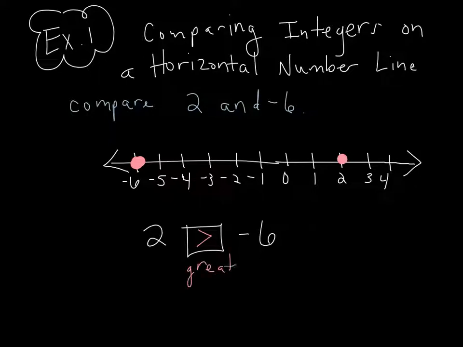And again, we have to do that because we have to go in order from left to right, just like we would read in a book. We read math problems from left to right in this case. So we would say 2 is greater than -6.